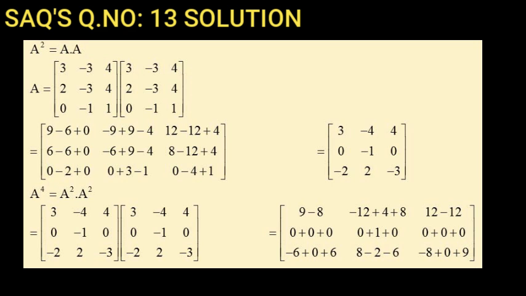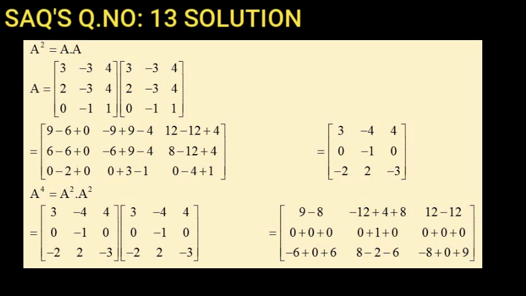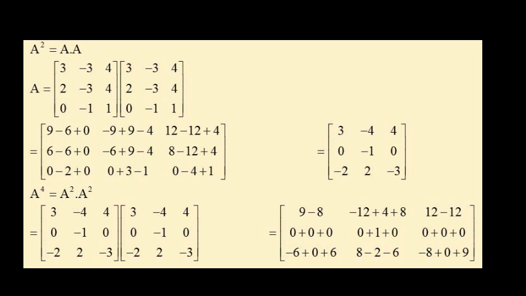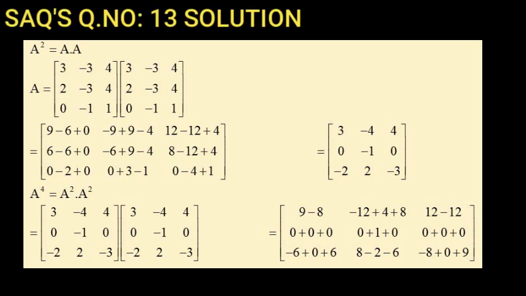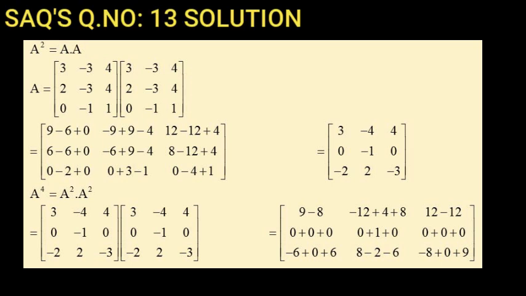By using multiplication of matrices, multiply the first row with the first column for the first element. That is 9 - 6 + 0. The first row with the second column is the second element: -9 + 9 - 4. And the first row with the third column is the third element: 12 - 12 + 4. And so on multiplying, we get [3, -4, 4; 0, -1, 0; -2, 2, -3].